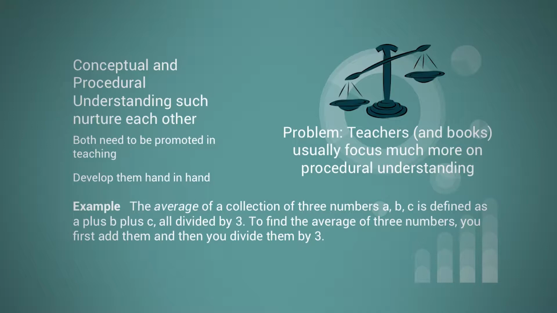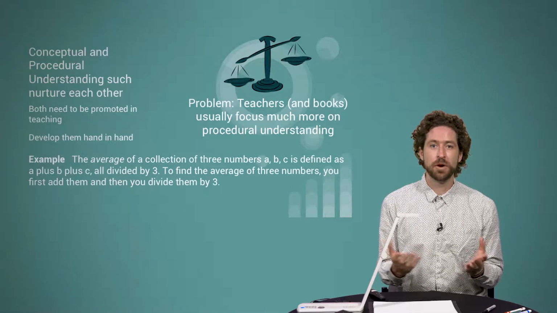An example of procedural understanding, or a procedural exposition of a topic, such as the average, is this text: The average of a collection of three numbers A, B, and C is defined as A plus B plus C, all divided by 3. So that's a rule. That's a step-by-step. To find the average of three numbers, you first add them, and then you divide this result by 3. So there's nothing wrong with that.